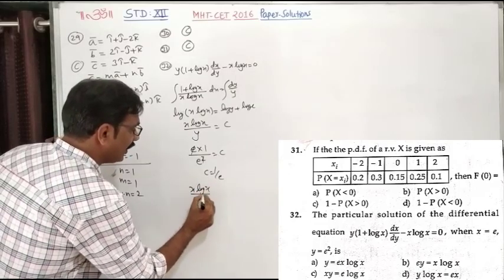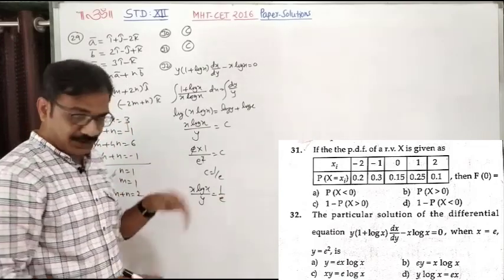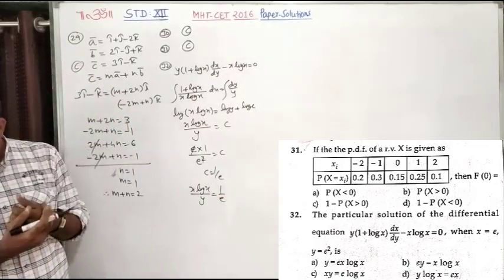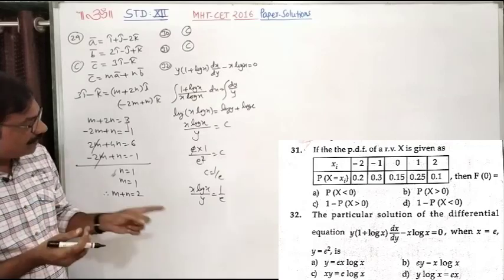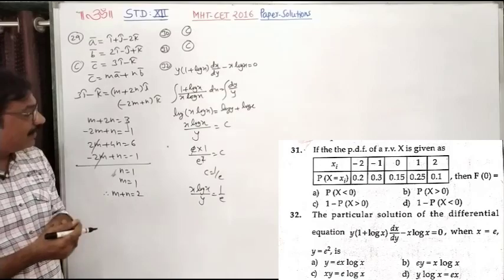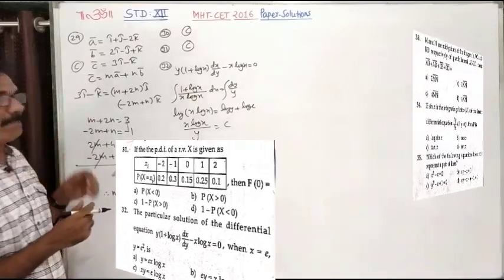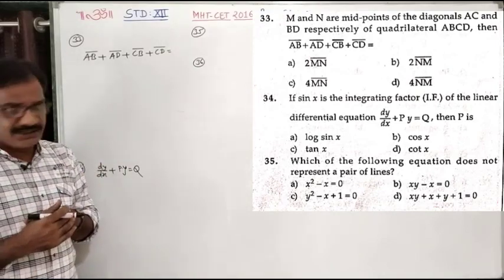So x log x upon y is 1 upon e. Okay. So what is the answer? y is equal to ex log x. Yeah, it is your option number A. See the question number 33.